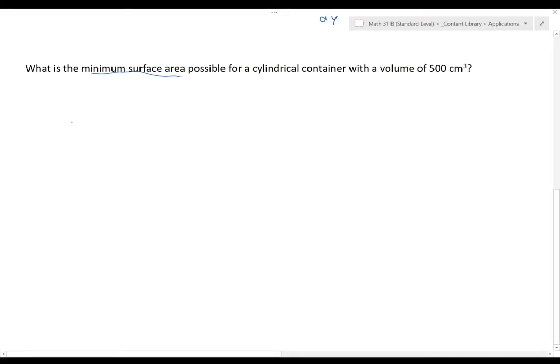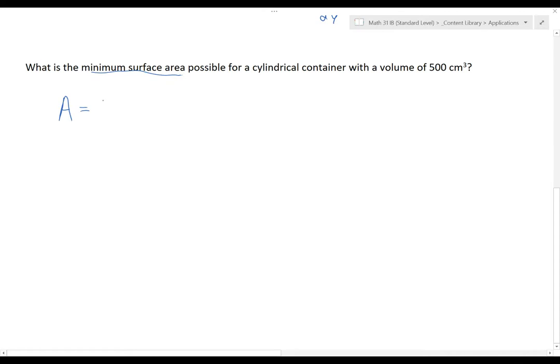So the surface area of a cylinder is 2 pi r squared, because there are two circles on either end of the cylinder, plus 2 pi rh, which is the lateral area, the part that will unfold into a rectangle with a height of h and a base of the circumference of the circle, 2 pi r.